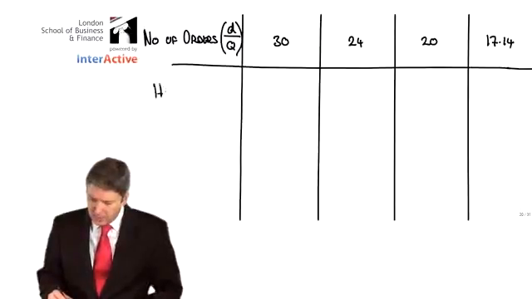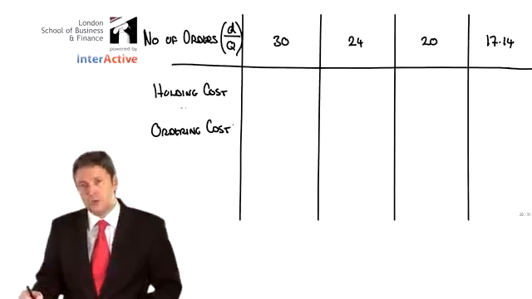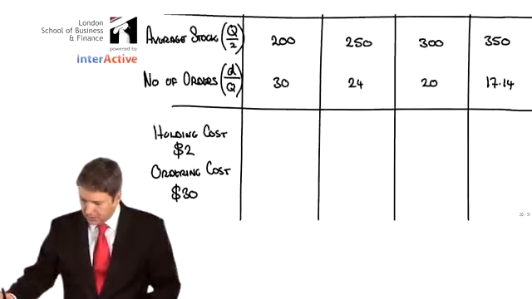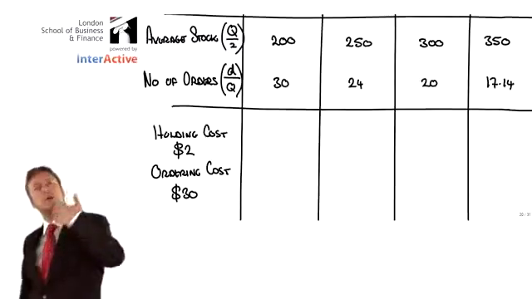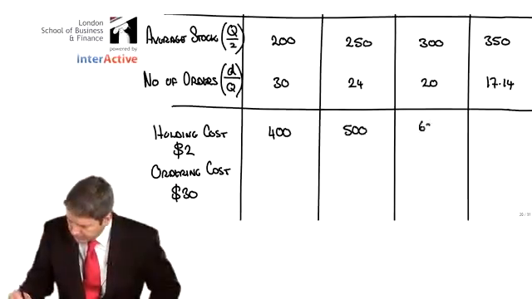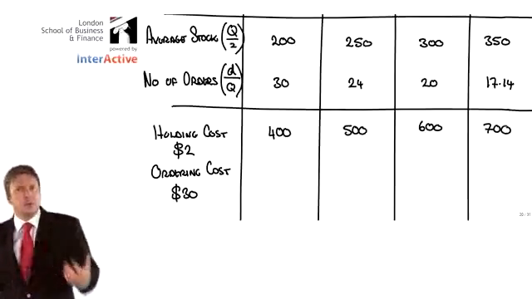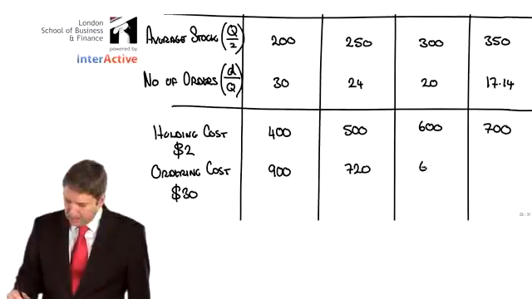Now, that was just a simple working to remind us of what's going on. So we've got those two pieces of information. Now we can look at the holding cost and the ordering cost. I'm hoping this will be very straightforward. We know that the holding cost is $2 and the ordering cost is $30, and we simply multiply these values by the information we have above. The holding cost will be determined by the average stock: 2 multiplied by 200, 250, 300 and 350. And the ordering cost will be determined by the number of orders placed, multiplied by 30, and we get 900, 720, 600 and 514.2.